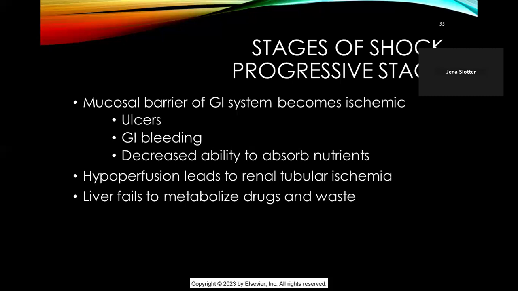So we're going to start seeing decreased urine output. We're going to start seeing elevated BUN and creatinine, and we're going to start seeing metabolic acidosis. And as the liver fails to metabolize drugs, you're going to start seeing jaundice. You're going to start seeing elevated enzymes. You have risk for DIC and significant bleeding as the liver continues to lose function as well.